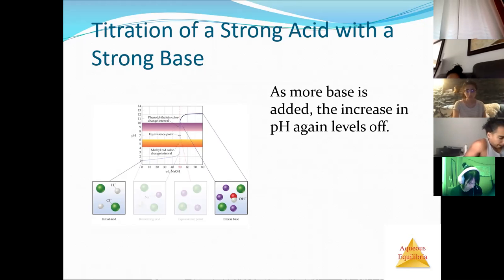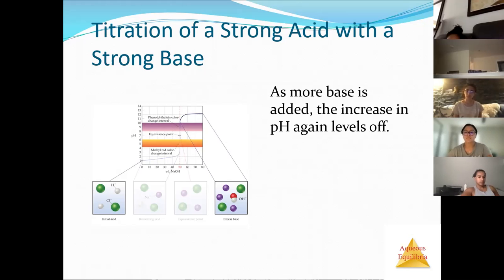That tells me it took 50 milliliters of NaOH to reach the equivalence point of this particular titration. If I knew the concentration of my base, I could take my volume, 50 milliliters, times the concentration of my base. That would give me moles of base. I would then take my moles of base, multiply it by the molar ratio to get the moles of acid, and divide by the original amount of acid I started with.